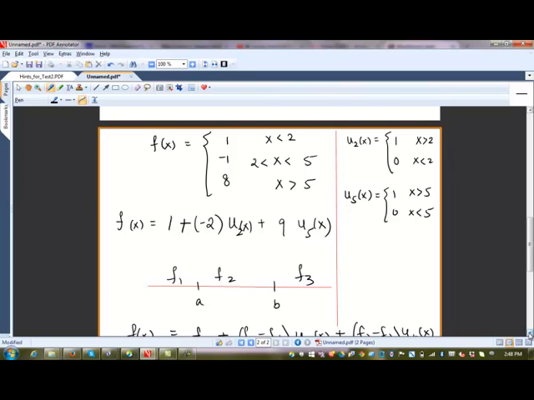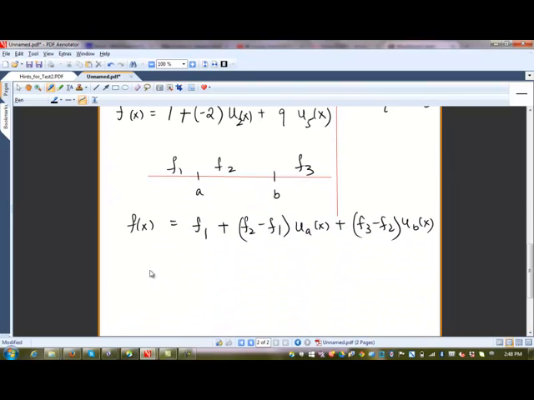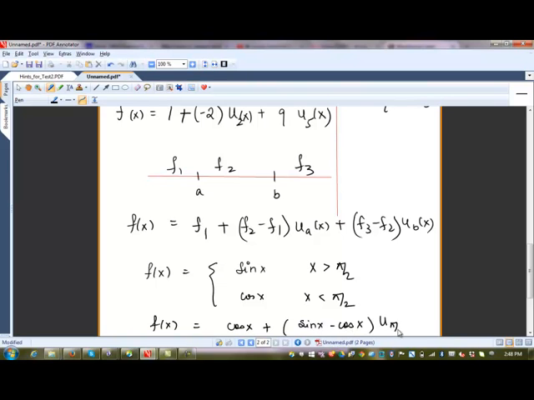Now let's do the same idea for sine and cosine. If the function f(x) is sine x when x is bigger than pi by 2 and cosine x when x is less than pi by 2, the function is then cosine x plus (sine x minus cosine x) times u of pi by 2. That's it. So, right.